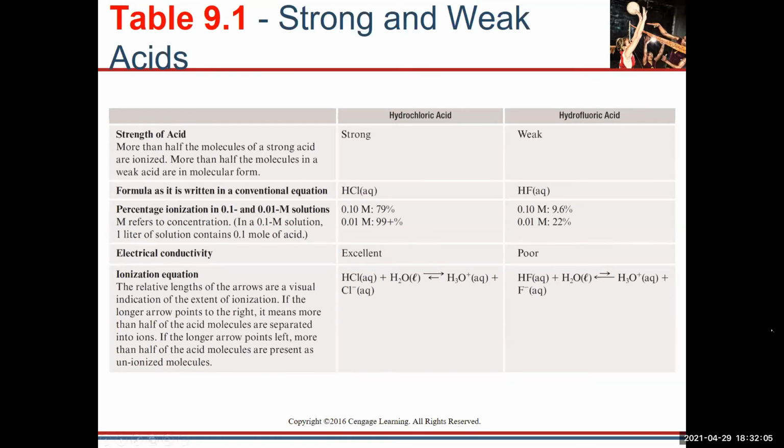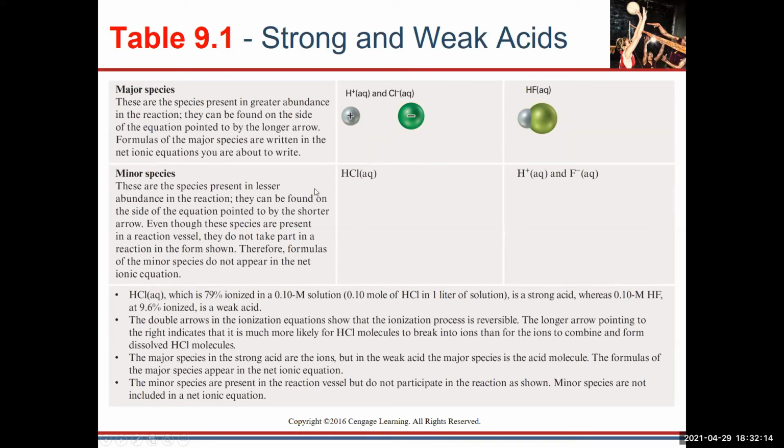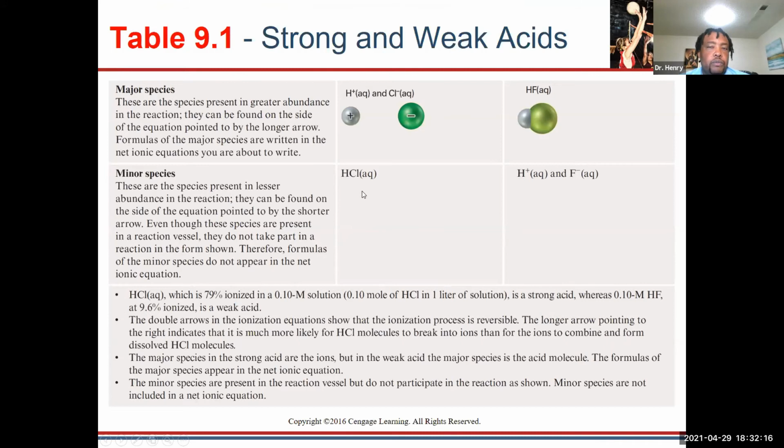So when we talk about those major species and minor species, the major species for that strong acid is going to be the ions. The minor species is going to be the molecule together, okay? In the case of the weak acid, the major species is going to be the acid, the molecule, and then the minor species is going to be the ions.